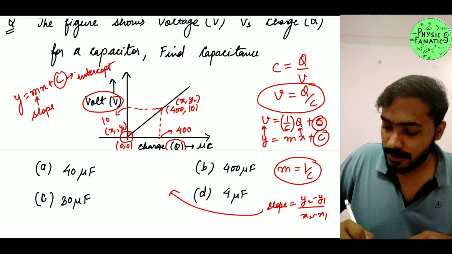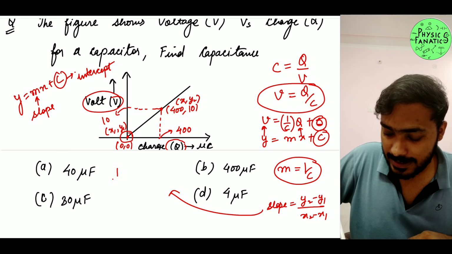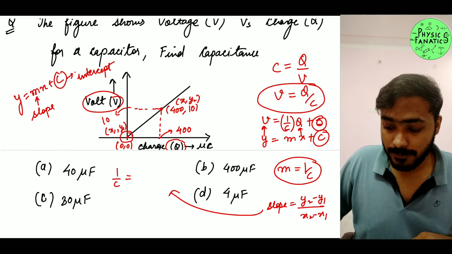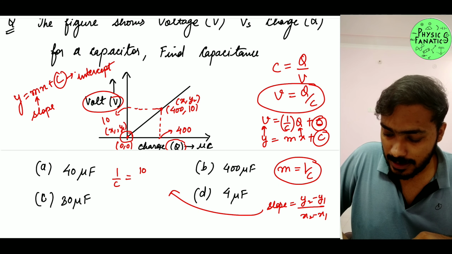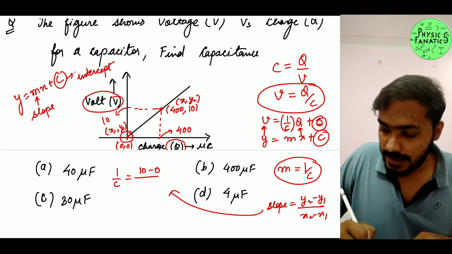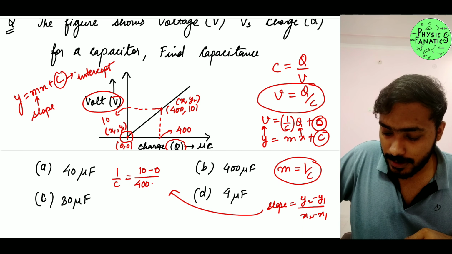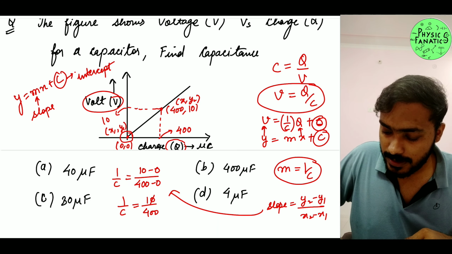So okay, your slope is actually 1 by c, and that is given as y2 minus y1 upon x2 minus x1. So my y2 here is 10 minus 0, and what is my x2 here? x2 is actually 400 minus 0, right? So I can see 1 upon c is equal to 10 upon 400, right? So this is cancelled out with this. So your c comes out to be 40 microfarad, right?